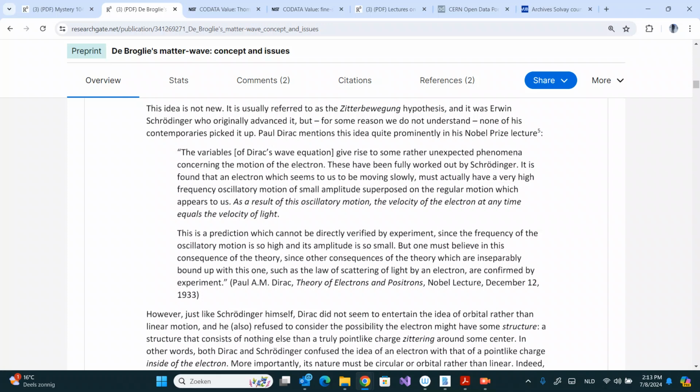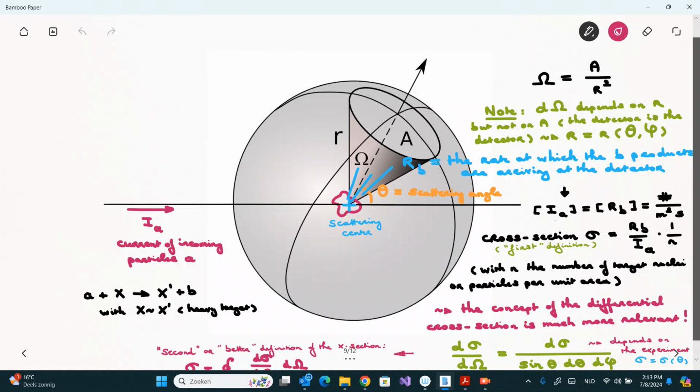We can imagine a point-like charge, a naked charge with no other properties, no rest mass except its charge, and that is going to sit around. It's not going to sit still. It needs to move around, and the way it's going to move around is dictated by that Planck-Einstein relation. So he immediately notes that the prediction cannot be verified directly by experiments, because the frequency of the oscillatory motion is so high and its amplitude is small. But, and that's the experimental validation for me, other consequences of the theory are inseparably bound up with this one, such as the law of scattering of light by an electron. And that's what I talk about here.